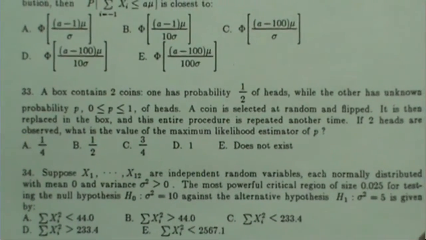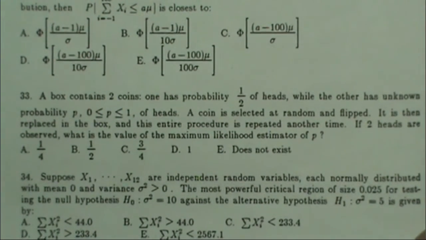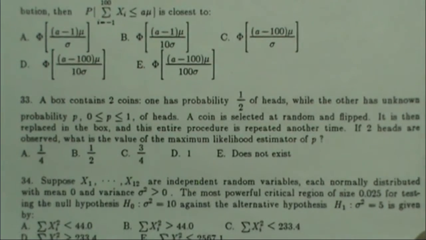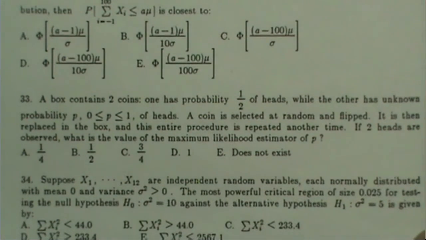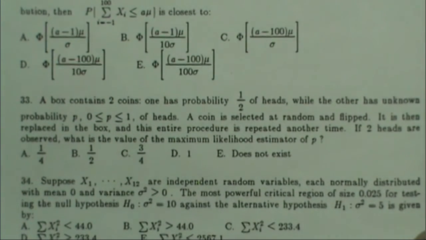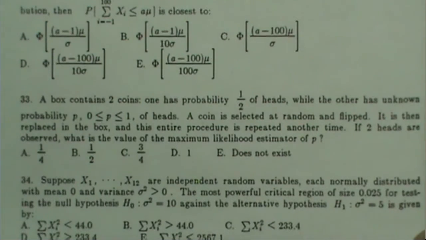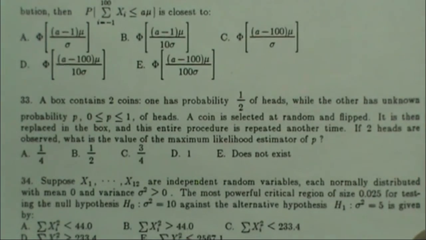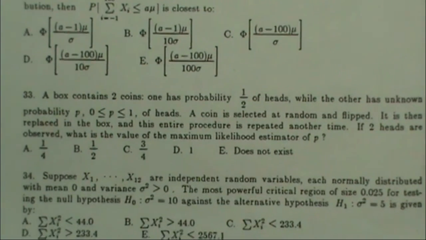Number 33. A box contains two coins. One has probability 1/2 of heads, while the other has unknown probability p, where p is between 0 and 1, of heads. A coin is selected at random and flipped. It is then replaced in the box, and the entire procedure is repeated another time. If two heads are observed, what is the value of the maximum likelihood estimator of p?